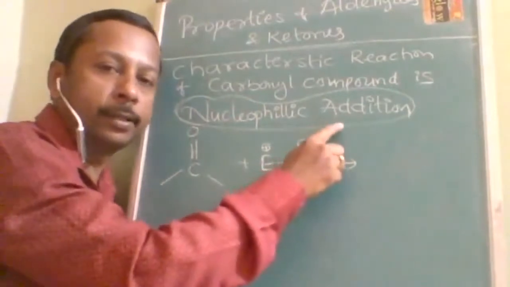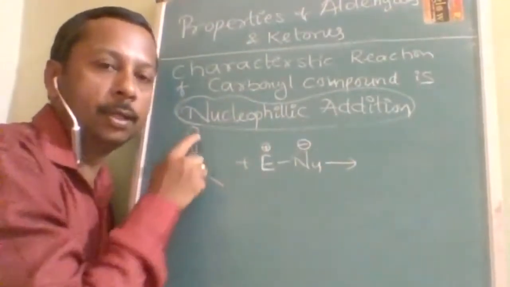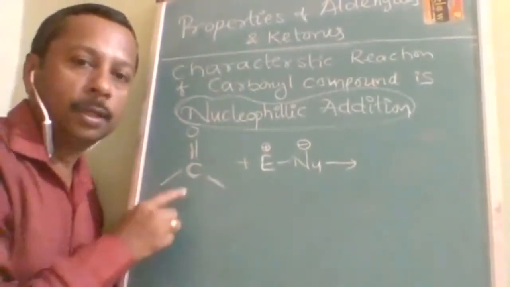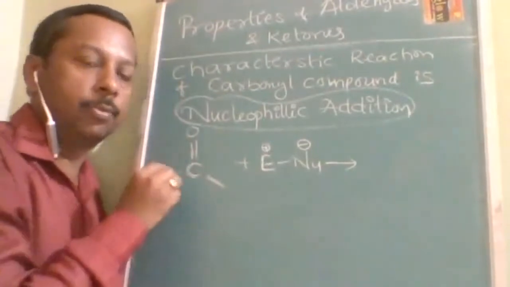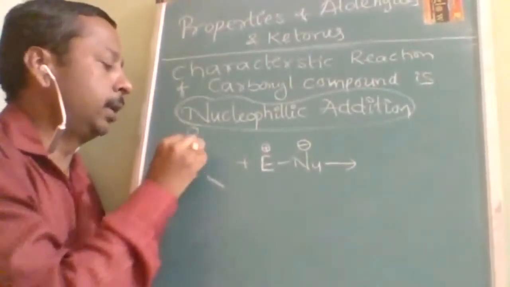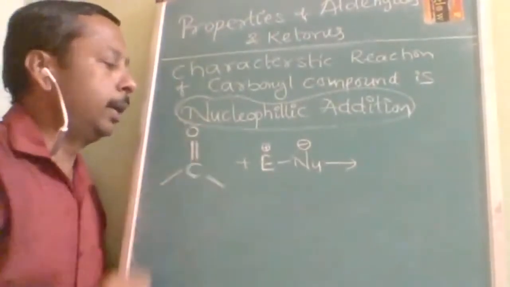The addition reaction is because of the presence of a pi bond between two different electronegative elements. Carbon is less electronegative, oxygen is more electronegative. So the pi bond between two different electronegative elements will be highly unstable.